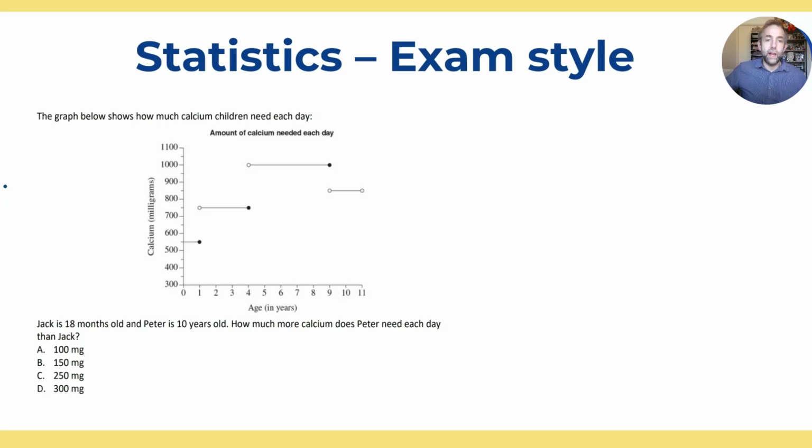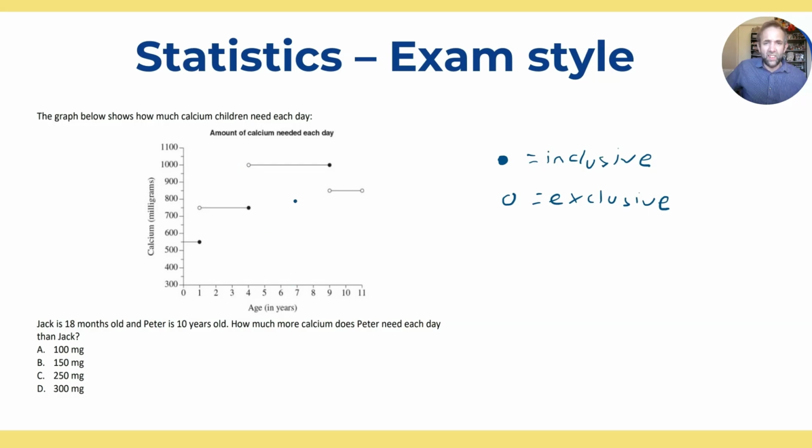In the next question, we have a step graph. And one important thing to remember about a step graph is that when we have a colored dot all the way through, that is inclusive, okay? Whereas if we have a see-through dot with no color, that is exclusive. Because in this graph, we are being told the amount of calcium children need each day. But for someone who's 9 years old, for example, we're actually going to use this one here because it is inclusive. They need 1,000 milligrams.